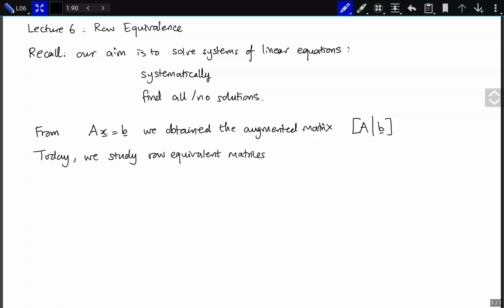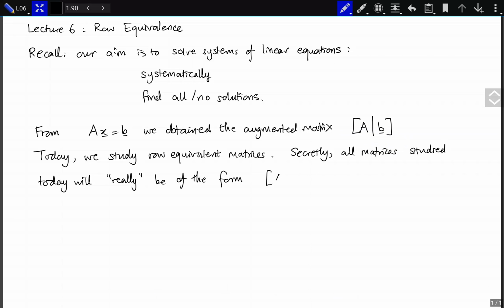Secretly, any matrix that we deal with today will actually be this A/B augmented matrix. So just bear in mind that our goal today is still to continue trying to solve systems of linear equations.